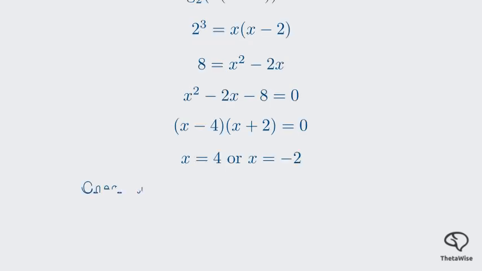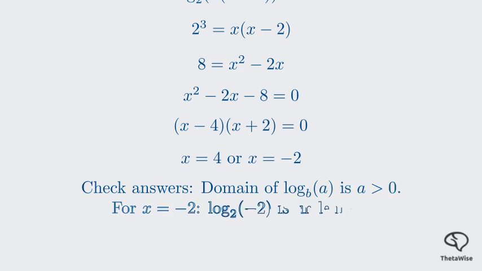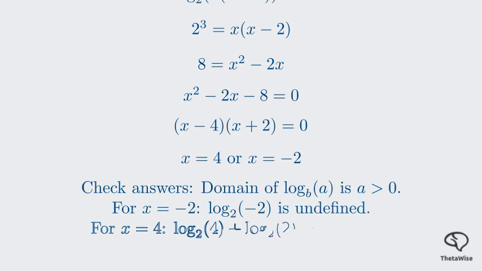We're not done yet. With logarithmic equations, you must always check your answers. The domain of a logarithm is only positive numbers. If we plug x equals minus 2 back into the original equation, we get log base 2 of minus 2, which is undefined. So x equals minus 2 is an extraneous solution. The only valid solution is x equals 4.